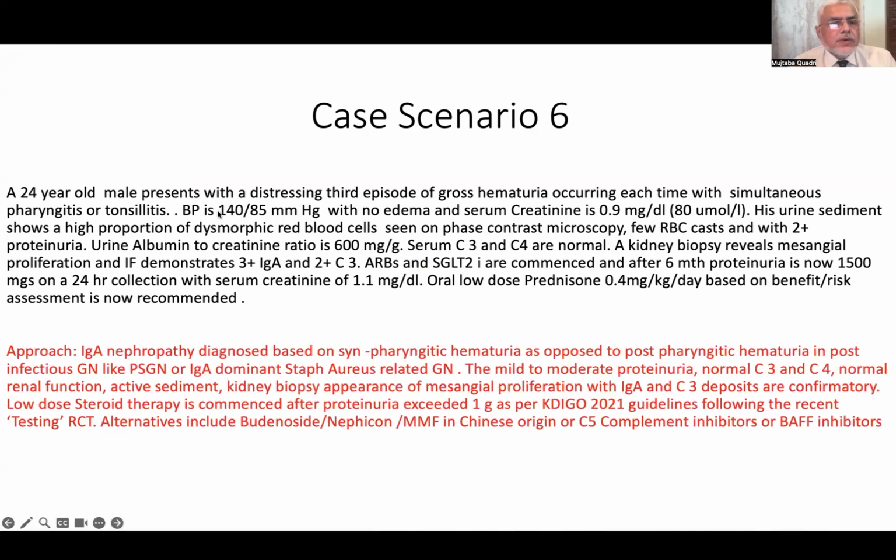Case scenario 6: a 24-year-old male presents with a distressing third episode of gross hematuria, occurring each time with simultaneous pharyngitis or tonsillitis. Blood pressure is 140/85. Creatinine is normal. Sediment shows high dysmorphic red cells, few red cell casts, 2+ proteinuria, albumin to creatinine ratio 600 milligrams per gram. Serum C3 and C4 are normal.